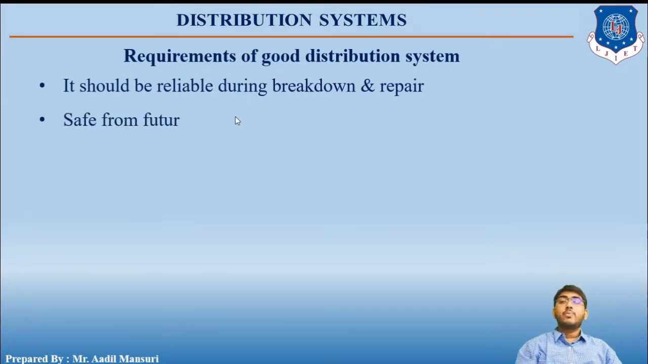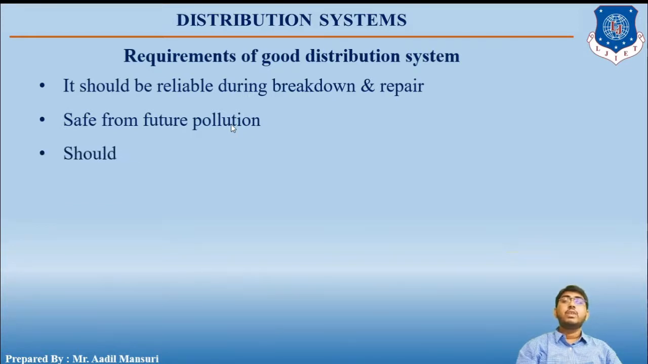Okay, next point is that it should be safe from future pollution. It means that we know that both the systems, that is the sewerage system as well as the water supply system, are laid underground. In order to avoid contamination from the leakages of the sewer system and to avoid the entry of foreign particles into the water supply system, we should take care that both the systems are at least 1 meter away from each other.